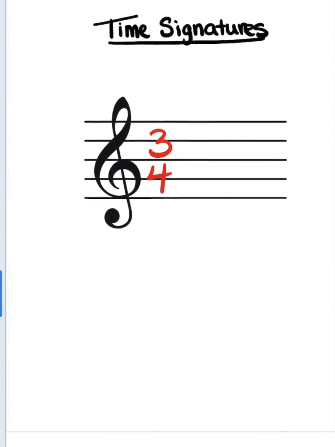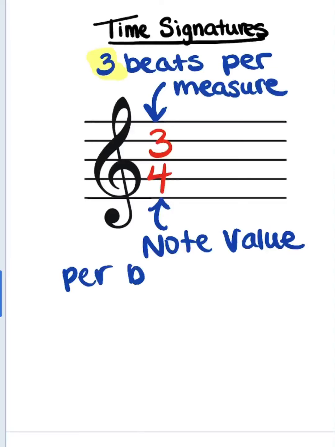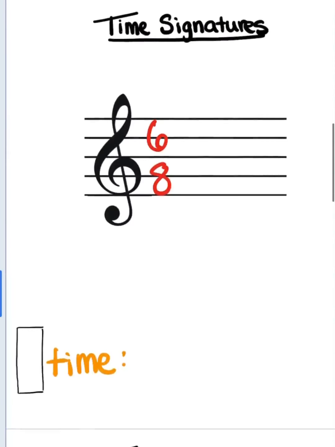Now, our next example here is 3/4 time. And just like the last example, the 3 on top means 3 beats per measure. So we're going to count 1, 2, 3, 1, 2, 3. And now this 4 on the bottom means the note value per beat. And again, since it's a 4, it's in quarter notes. So then there'd be 3 quarter notes per bar.